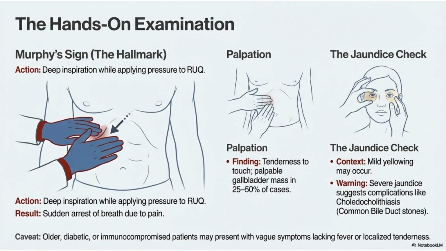The hands-on examination includes Murphy's sign, where deep inspiration while applying pressure causes a sudden arrest of breath due to pain. Palpation may reveal tenderness or a palpable gallbladder mass. The jaundice check helps identify complications like cholecystitis.